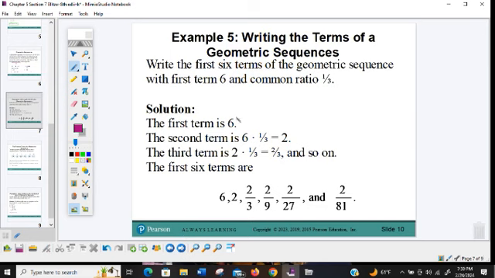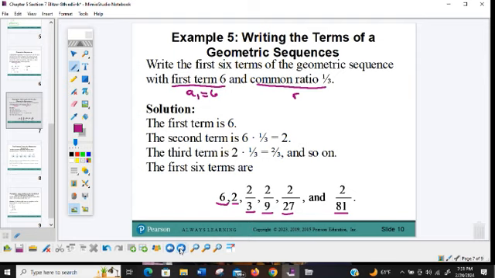Now example 5 says write the first 6 terms of a geometric sequence where the first term, a sub 1, is equal to 6, and the common ratio is 1/3. So you're multiplying by 1/3 or dividing by 3. So our first term is 6, and then we do 6 times 1/3, we get 2. 2 times 1/3, we get 2/3. 2/3 times 1/3 is 2/9. 2/9 times 1/3 is 2 over 27. And the last one, 2 over 27 times 1/3 is 2 over 81. That gives us 6 different terms for that sequence.